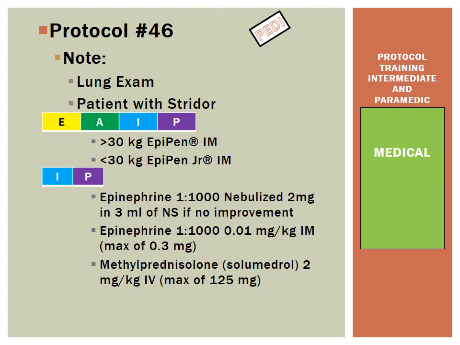For the INP level providers, you're going to administer epinephrine 1 to 1,000 nebulized, 2 milligrams in 3 mLs of normal saline. And if no improvement, you're going to administer epinephrine 1 to 1,000, 0.01 milligrams per kilogram IM to a max dose of 0.3 milligrams. Also, the administration of methylprednisolone or solumedrol at 2 milligrams per kilogram IV to a max dose of 125 milligrams.